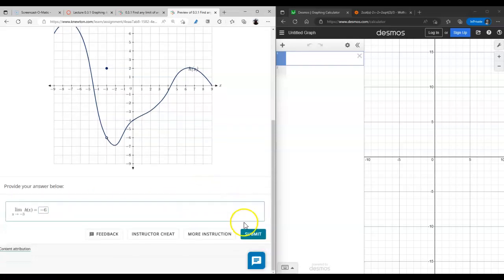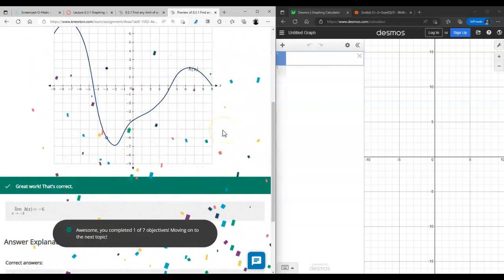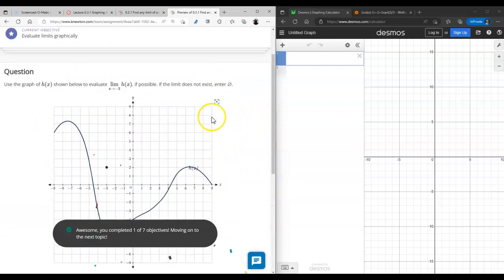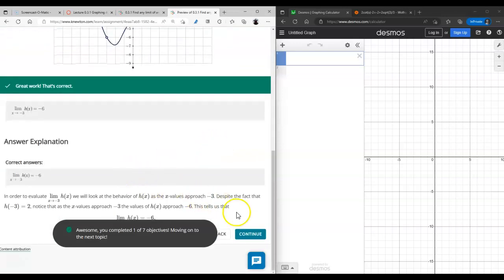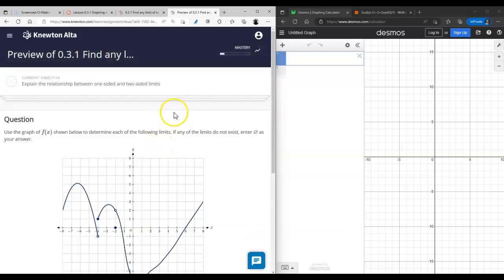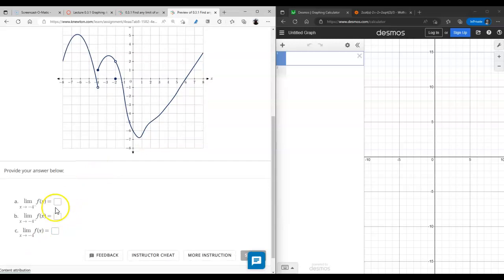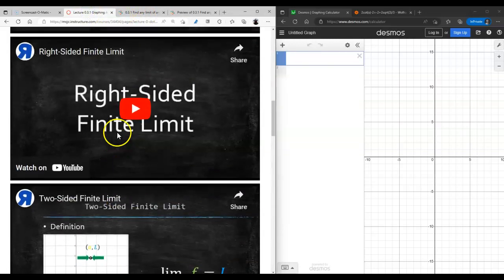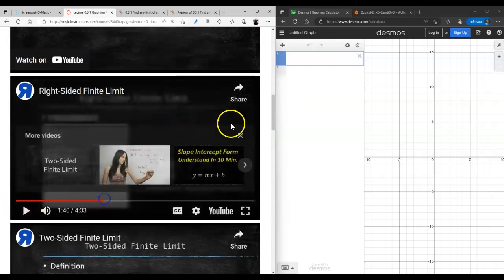It's not about what the function is at that point, it's about how the function behaves around that point, and that function approaches -6. And yeah, more problems. Left-sided, right-sided, two-sided limits. So again, where do we learn all of this? We learn it from over here. This is the right-sided limit. Here's all of them.